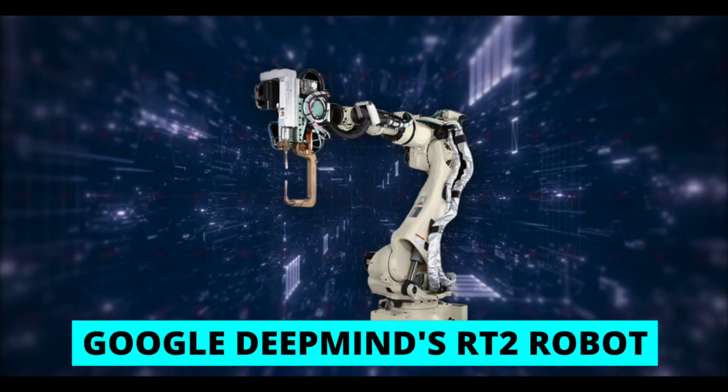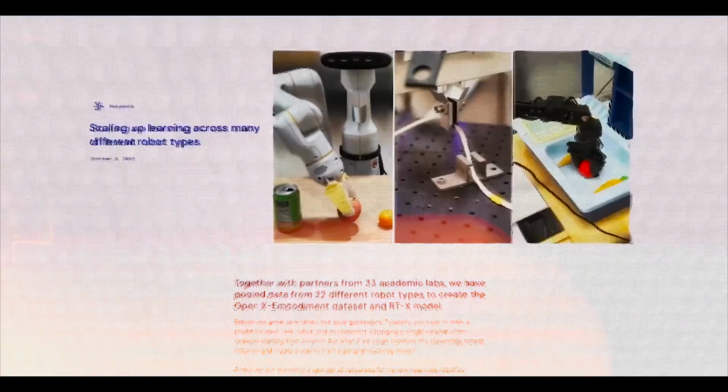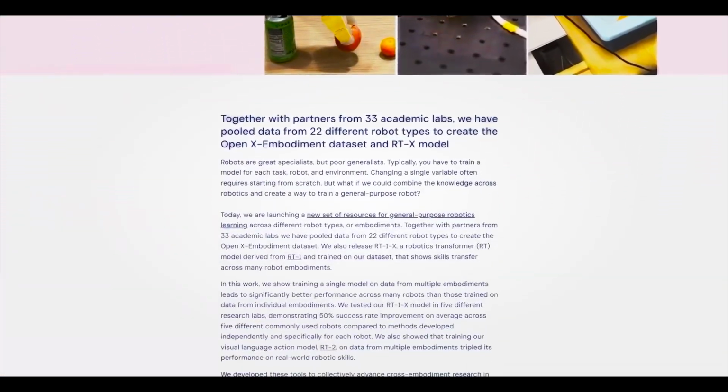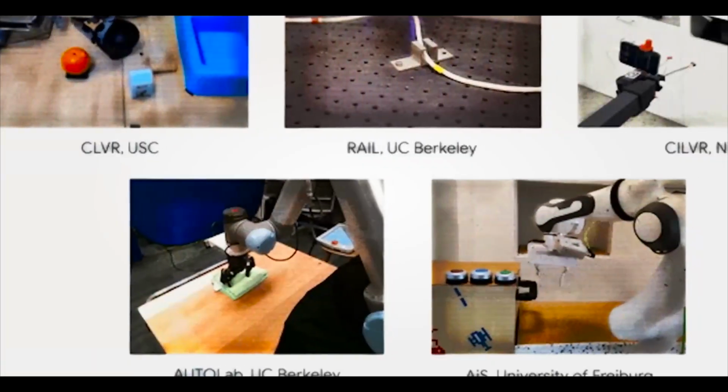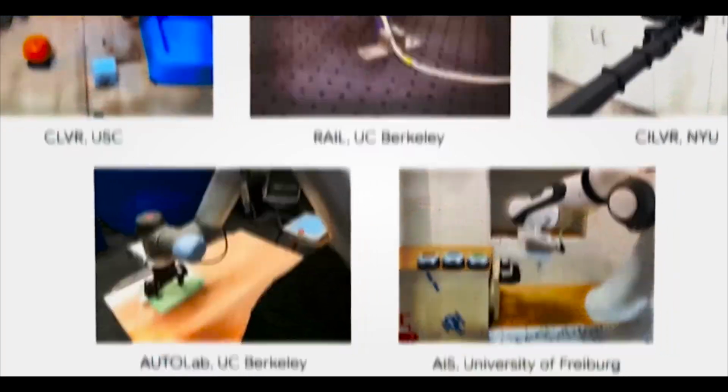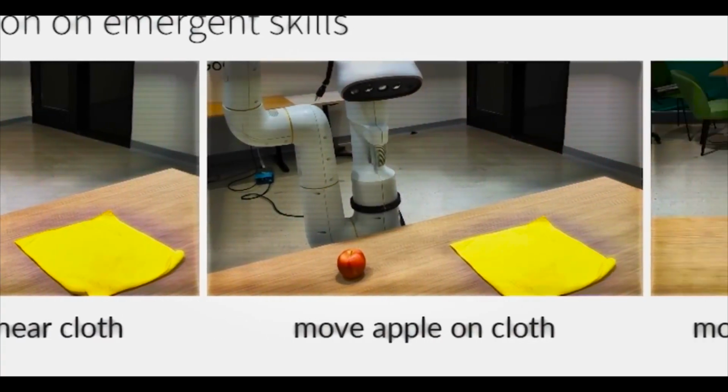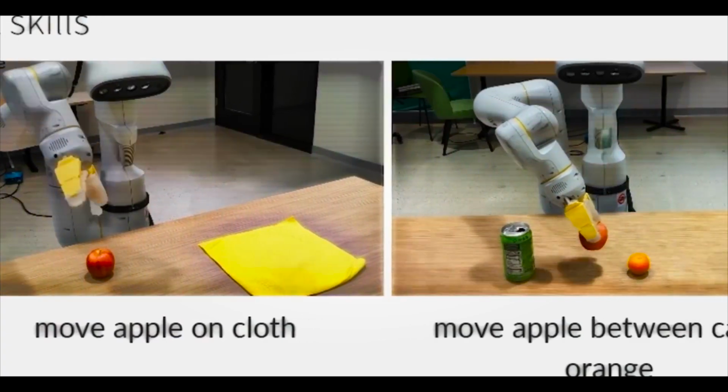Take Google DeepMind's RT2 robot, for example. They explain it all. There's the vision language action model, kind of like a super smart model that can see and act on what it sees. There are no tricks or illusions here. It's the real deal, and it's impressing everyone.